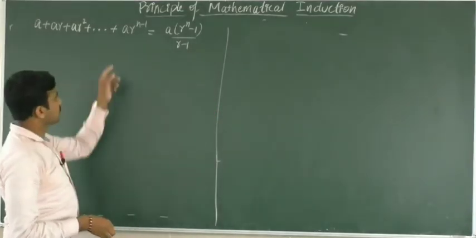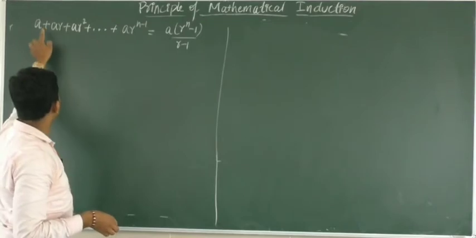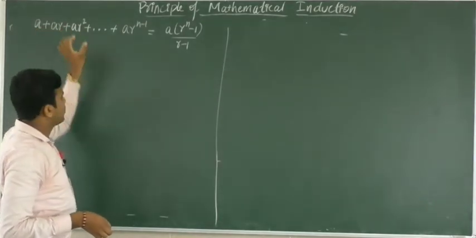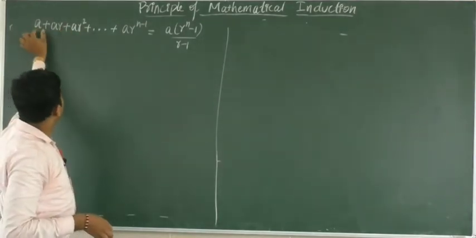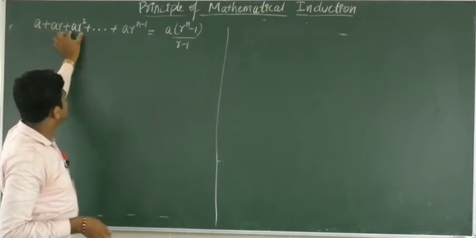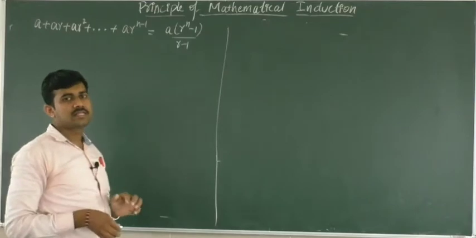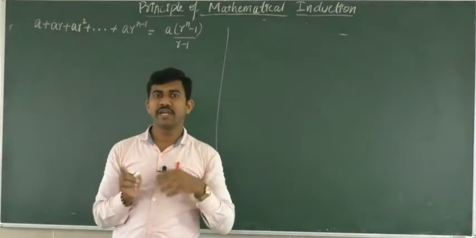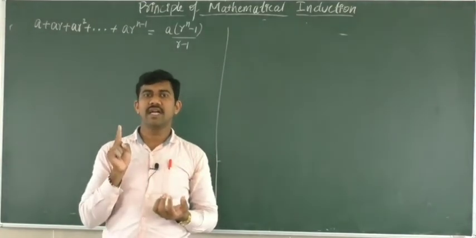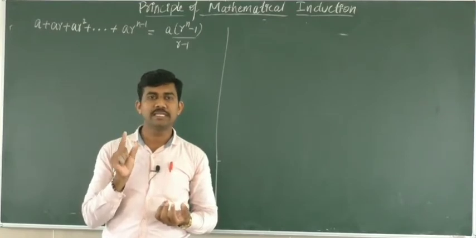See here, this is one rule. This is nothing but the sum of what? That is A plus AR plus AR square plus so on, AR to the power n minus 1. This is nothing but a geometric progression. We will study it in sequence and series. Geometric progression, GP, we will get.